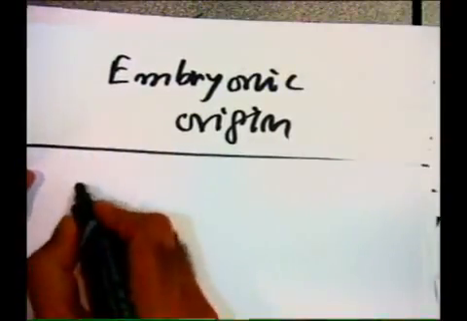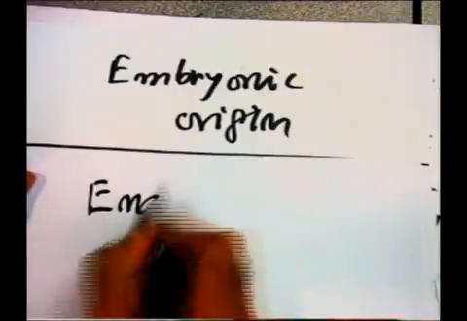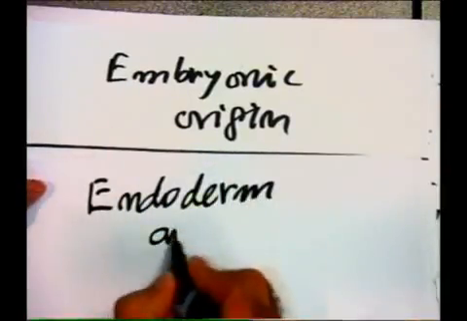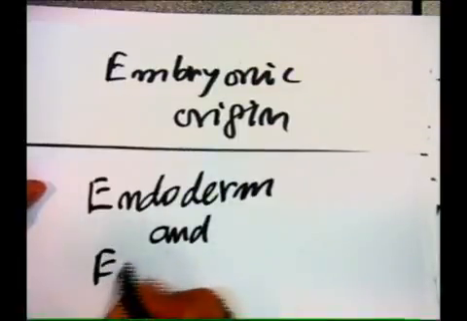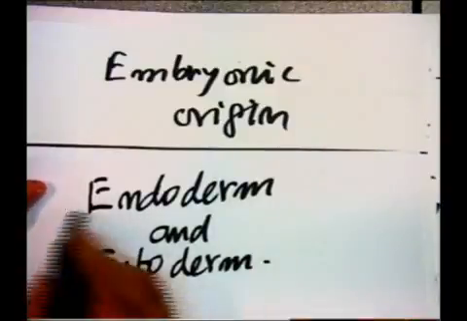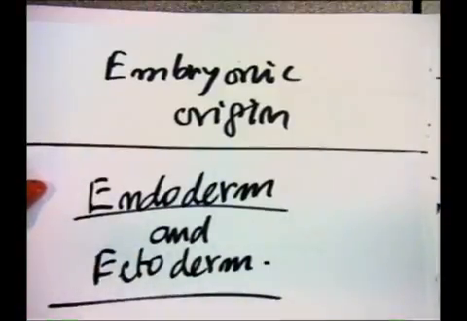And the next one is the embryonic origin for this particular stratified squamous epithelium. Embryonic origin is endoderm and ectoderm. Endo and ectoderm. This is the embryonic origin of this layer. Okay.